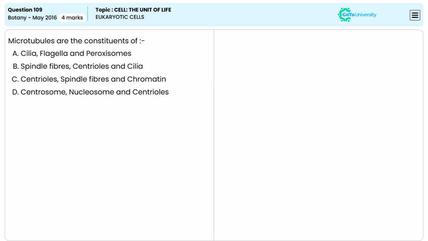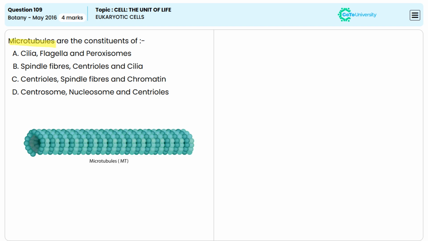Which among the following structures are made up of the microtubules? Microtubules are a major component of the cytoskeleton in eukaryotic cells, which play an important role in various cellular functions. They are involved in maintaining cell shape, cell division, and intracellular transport.